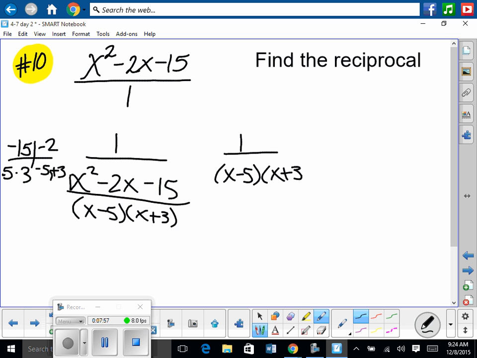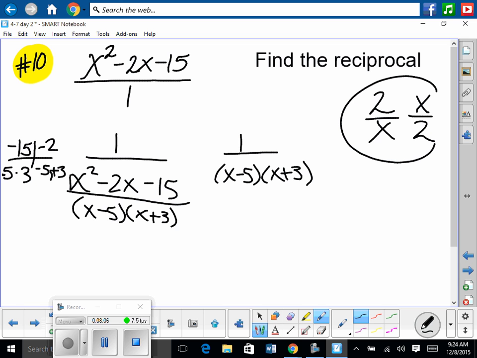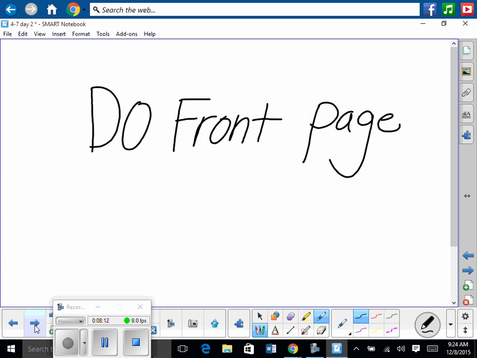Is everybody good with the reciprocal? So what's the reciprocal of 2 over x? X over 2. It's seriously that easy, okay? So reciprocal, the reason we're talking about reciprocal for a minute is it's going to come up in division. So anyways, do the front page. Ready, set, go.